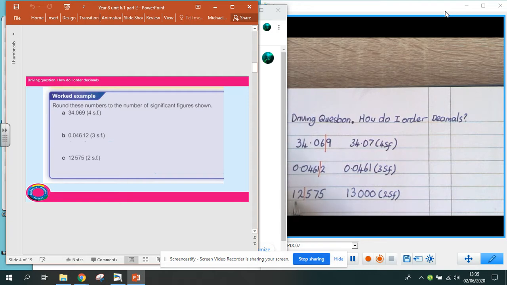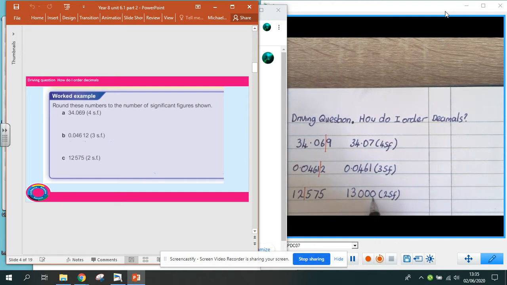Then we go on to my next number up here, 12,575, rounded to 2 significant figures. So my first figure is a 10,000, my second figure is 1,000, my third figure is 100. It's my hundreds figure. So 2 numbers, 1 and 2. I look at my next number, it's a 5, so I'm going to round that to a 3. But this number isn't going to be a 3. It's going to be a 3000.